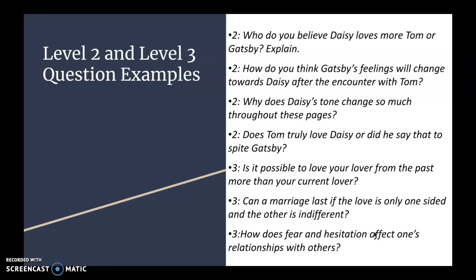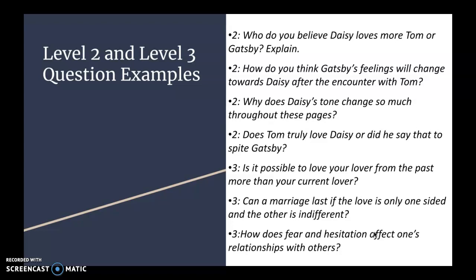Versus this level 3 down here: Is it possible to love your lover from the past more than your current lover? Something that can definitely be proven with The Great Gatsby, but can also be proven with, what did we read last year? Macbeth, right? Even though we didn't have that much love, but we can talk about Macbeth and Macbeth's wives. Do they love each other? Do they not love each other?